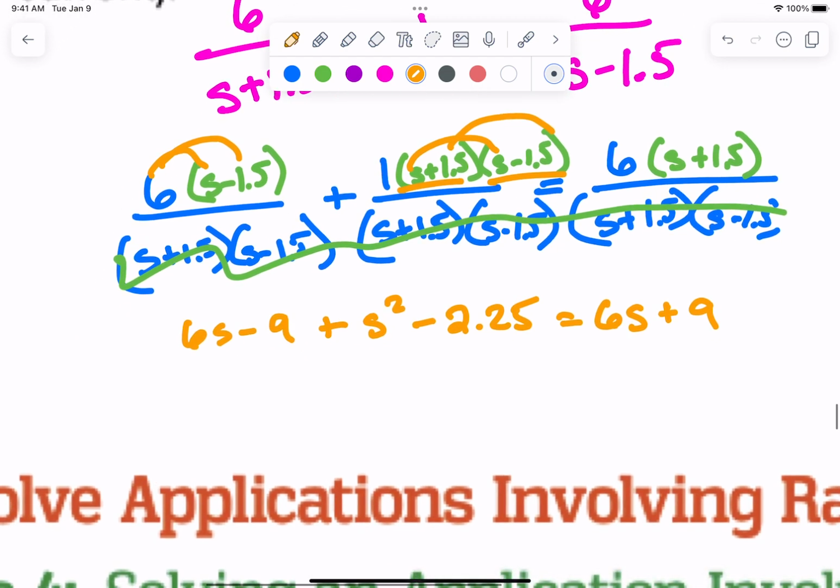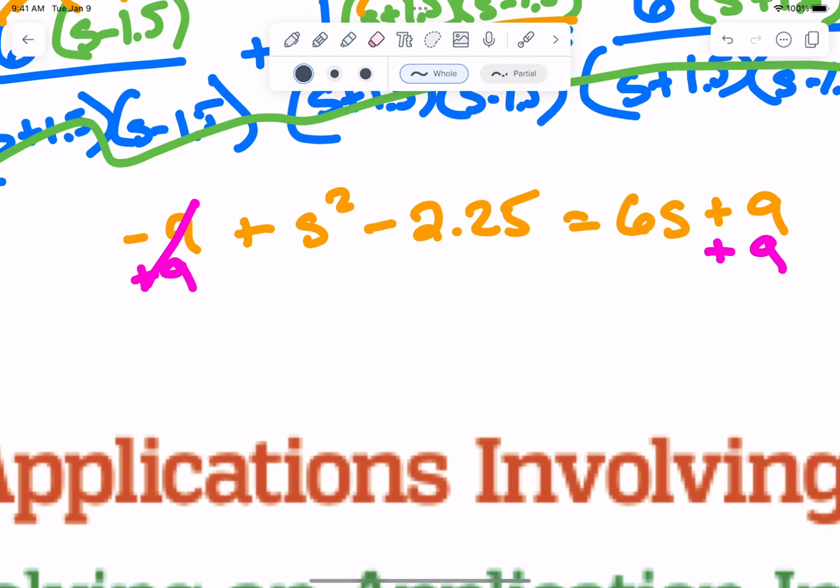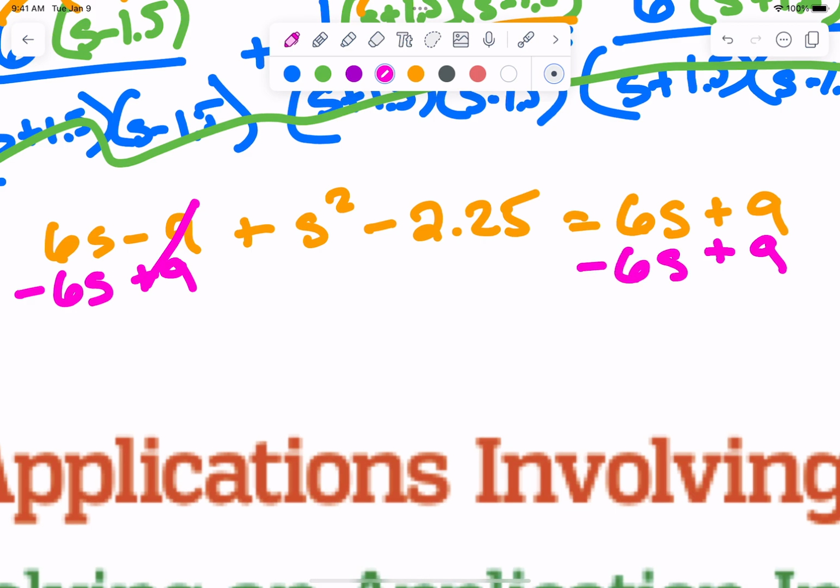So the 9s cancel? The 9s don't cancel, because you have to minus 9. Let's add the 9 over. Are you sure? This is why it's going to be beautiful, guys. Can I subtract the 6s? Minus 6s.